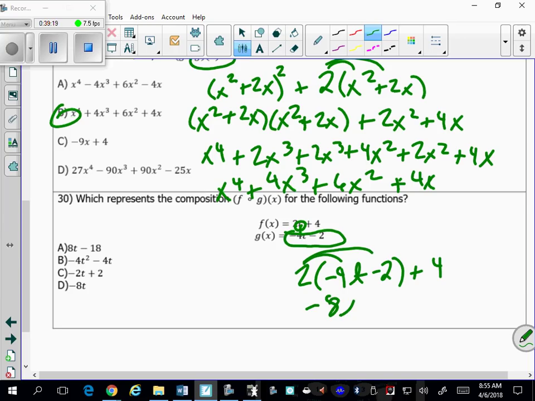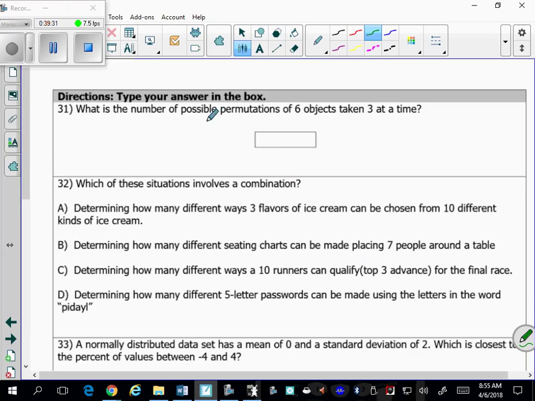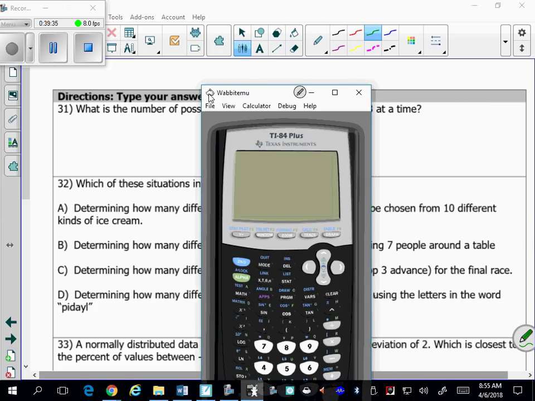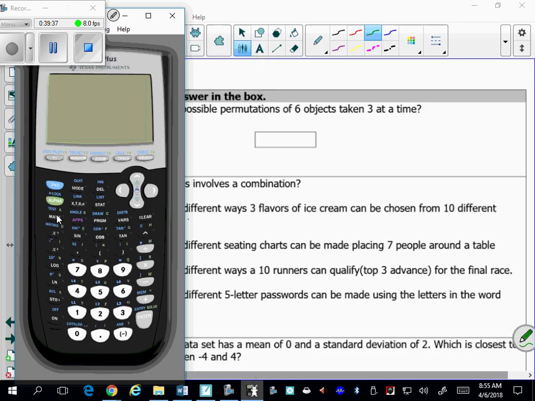Alright, number of possible permutations. Here we're just going to put it in the calculator. First you need to turn the calculator on. With permutations, you hit the number first, go to the math key, go to the right to PRB, that's probability, and we do nPr. Permutations is nPr. If it has combinations, we do nCr.